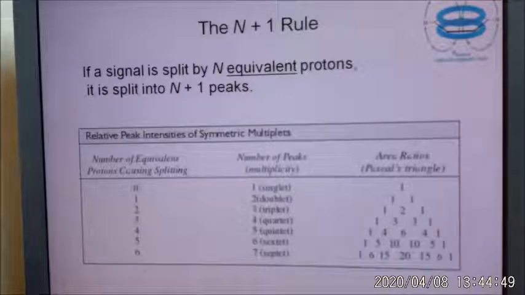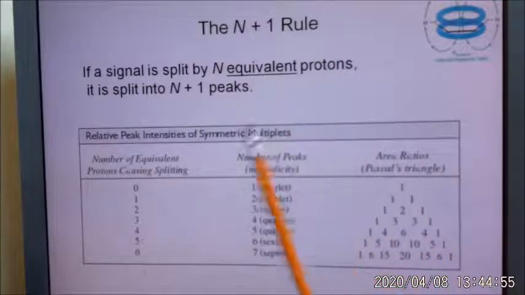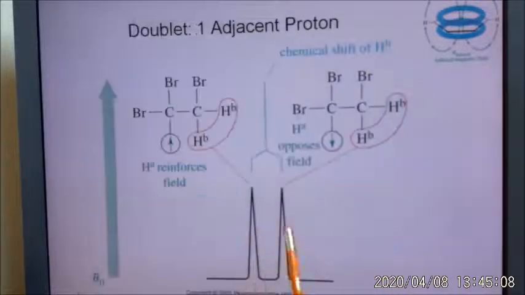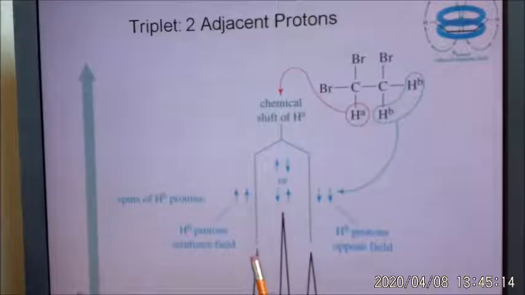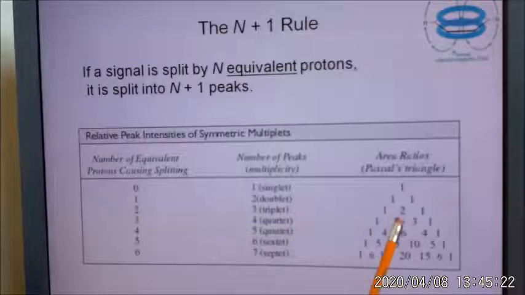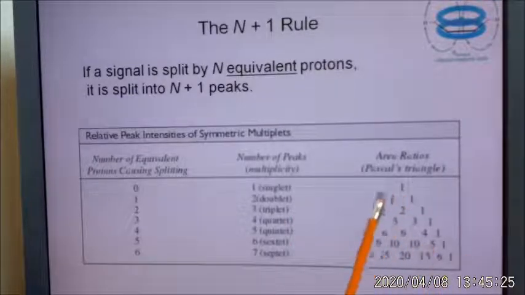Okay, so what happens is this. It's called the n+1 rule. If I have n equivalent protons, then I get n+1 peaks. And you follow Pascal's triangle. So if you look at the heights, for a doublet, it's 1, 1, same height. For a triplet, it was 1, 2, 1, so this is twice the height of that. If I had a quartet, it'd be 1, 3, 3, 1. So it'll follow Pascal's triangle when you look at the area ratios.